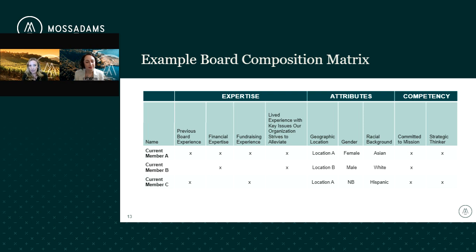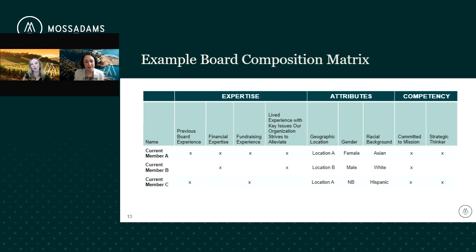Now, we've listed some in here based on the things that we've pulled forward that I've just talked about: experience, fundraising experience, geographic area, gender, commitment to mission, strategic thinking. But really think about what's core to your mission, what's important to your organization, and think through these areas, and you could map out a pretty easy spreadsheet. And then ask your board members to fill this out and think about where their expertise lives.